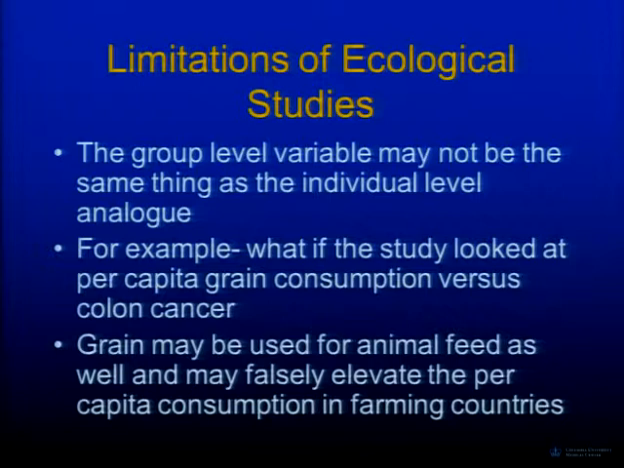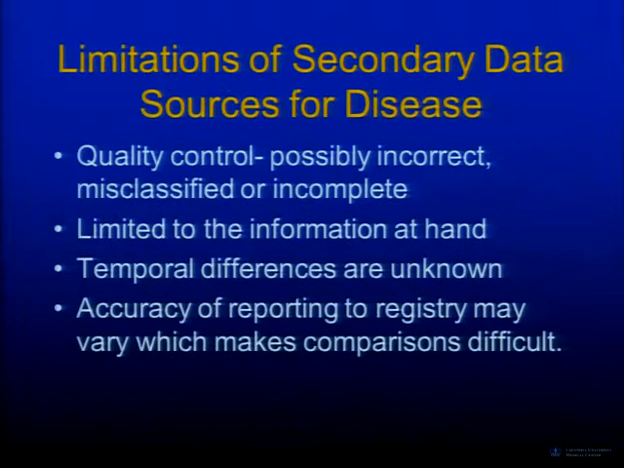So these can all come into play and cause issues in doing these kinds of studies. And one of the other issues is that we're using secondary data sources for the disease. We're not going out and doing our own study. We're not having the same strict controls on the study as we would otherwise. And so that can be an issue. So the quality control isn't always that great.